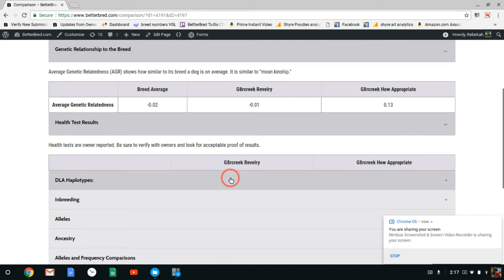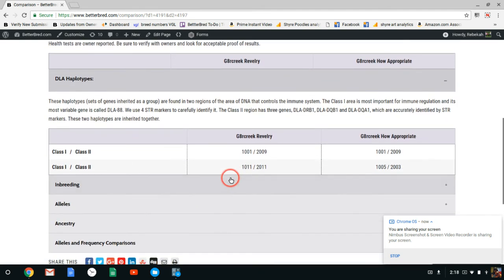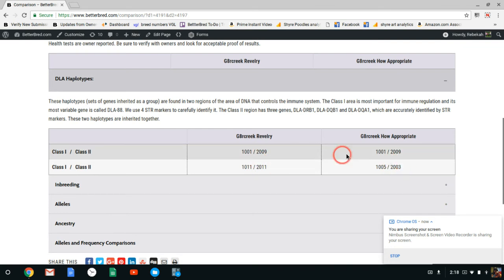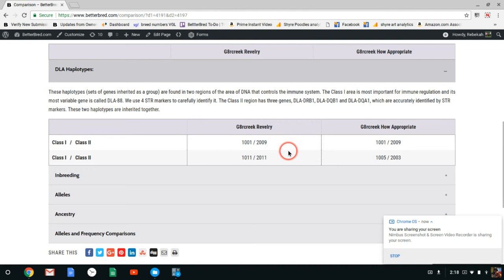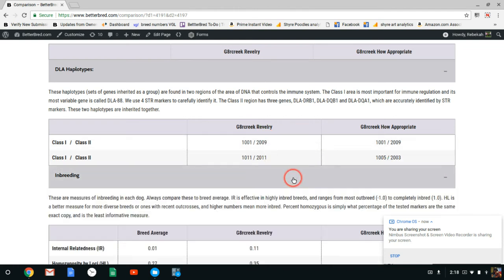No health reports for either one of them. Your DLA haplotypes. Here, he has one of the most common here at 2003, but otherwise they have different DLA types except for this one. So some of the puppies will have the exact same DLA type, but that's really not one of your biggest concerns in a breeding. It's when all else is equal to consider DLA type.